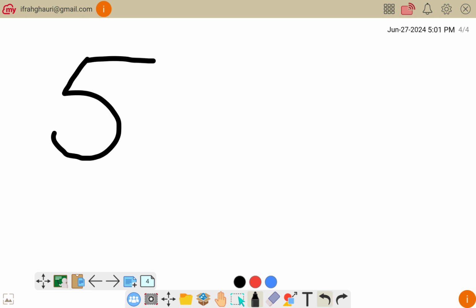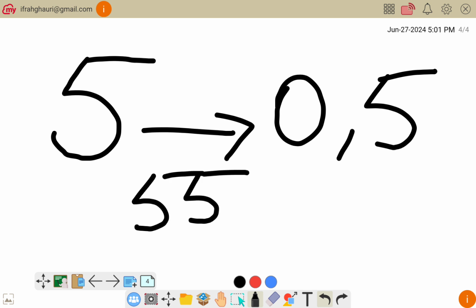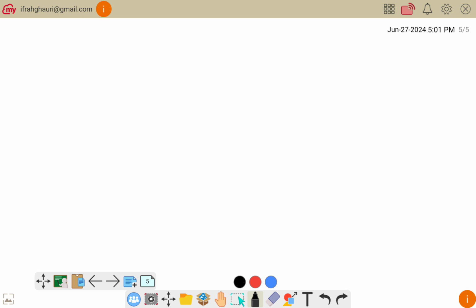The units digit should be 0 or 5. In the units digit, we should be having a 0 or a 5, like 55 is divisible by 5. 590 is divisible by 5, because here in the units place we have 5 or 0. So 55 and 590 are divisible by 5. Okay. Now let's move on.